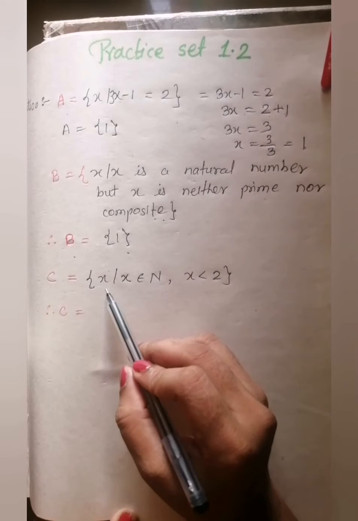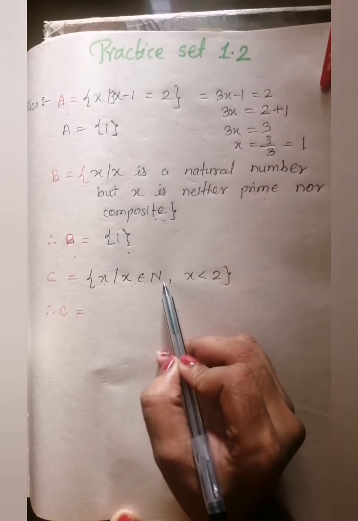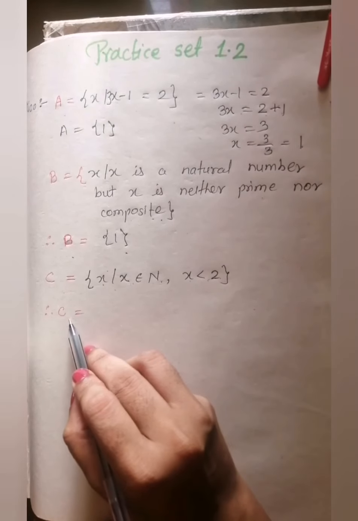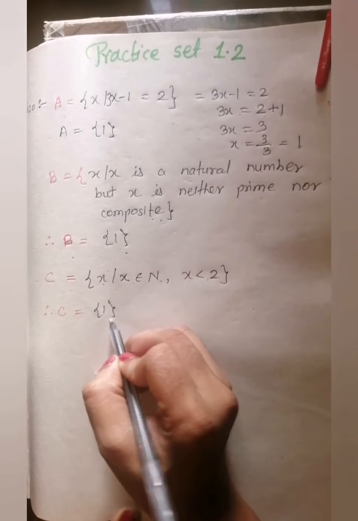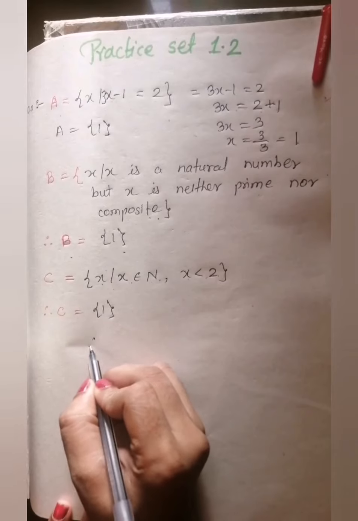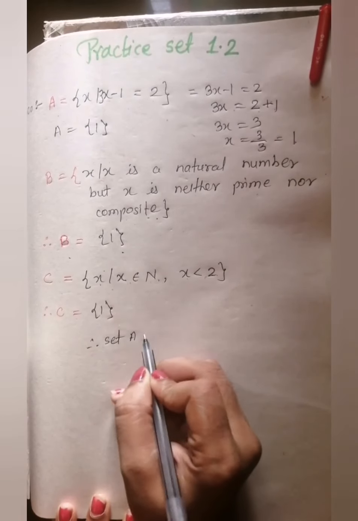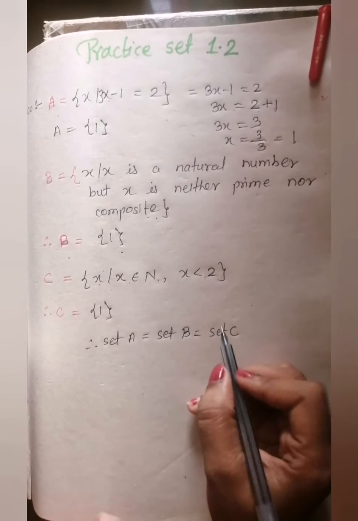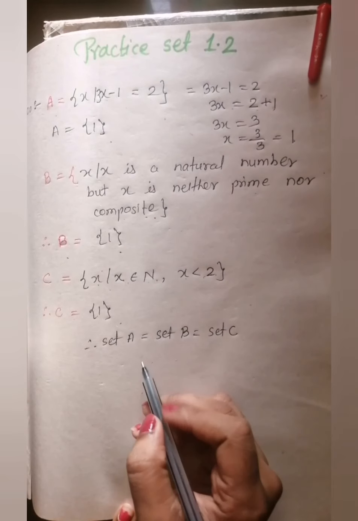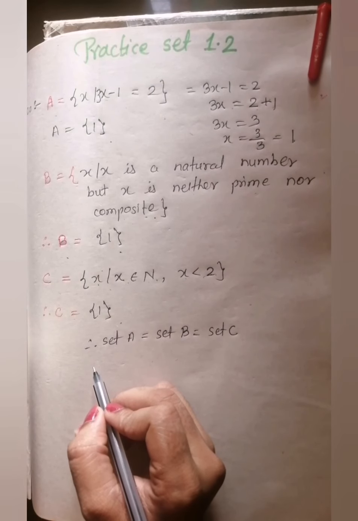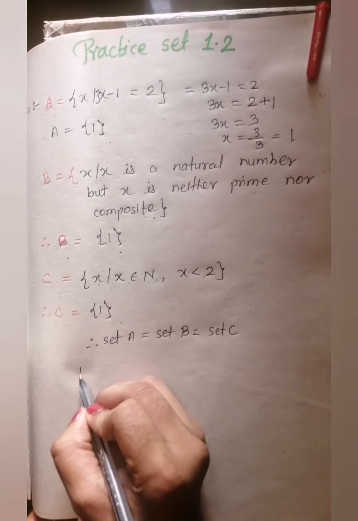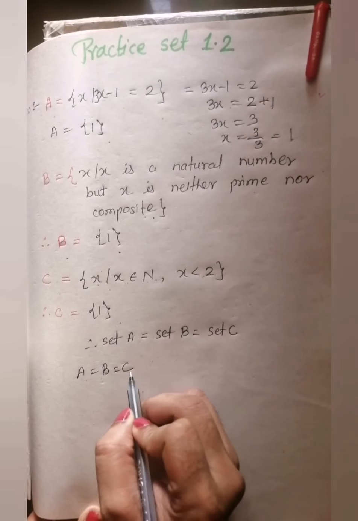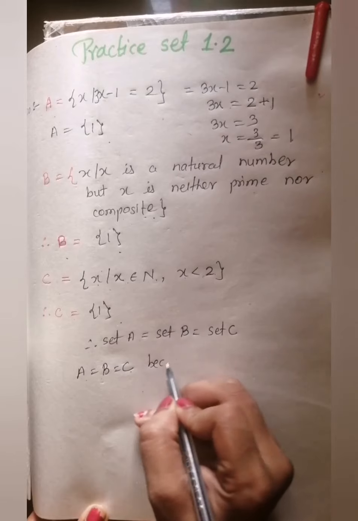Now what about C? C equals x such that x belongs to natural numbers, x is less than 2. X less than 2, what? 1. So therefore set C equals singleton 1. Therefore set A equals set B equals set C, because all sets have the same number, and we have to write down the reason for that.